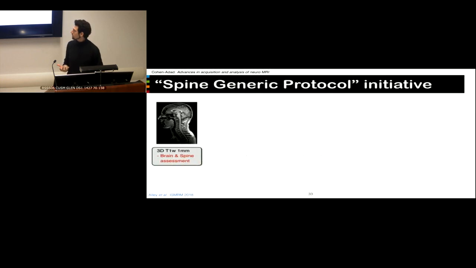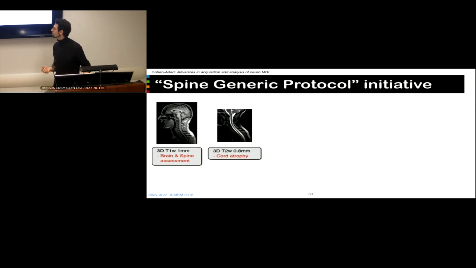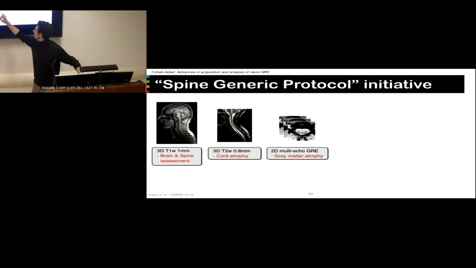And the protocol is composed of a 3D T1 weighted MPRAGE for brain and spine assessment, a better resolution scan centered in the spinal cord for cord atrophy measures. Measuring cord atrophy is very important for many diseases, including MS. Having a good contrast between the white and the gray matter. So in the spinal cord, the white and gray are inverted in the sense that the gray matter is inside and the white matter is outside.